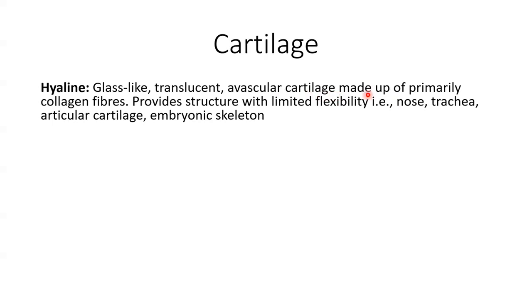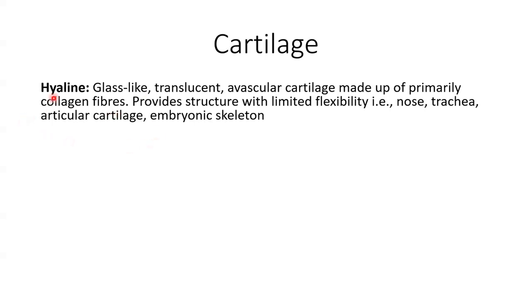This type of cartilage is primarily made up of those collagen fibres, meaning that it's going to be nice and strong. So the function of hyaline cartilage is to provide structure with limited flexibility. So think about your nose, think about your trachea. If you run your finger down your neck, your trachea is your windpipe. It's very hard to push that in too hard.